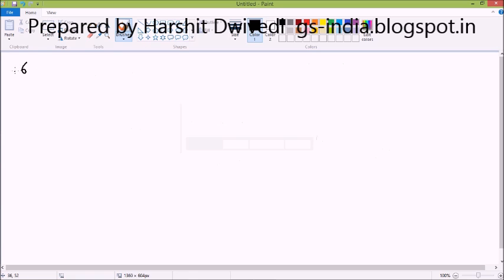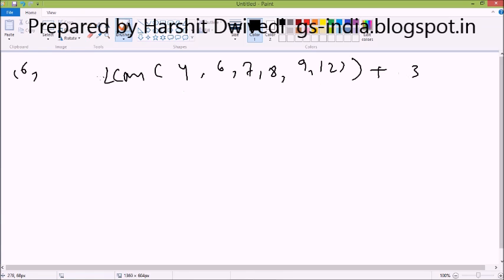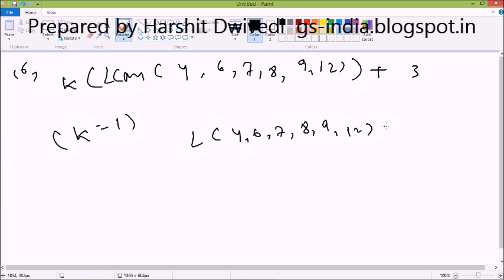Question number 6. Okay, the least number which when you divide by 4, 6, 7, 8, 9, 12 leaves a remainder of 3 in each case. This is LCM model 1. I have already explained LCM model 1 to you, and according to LCM model 1, I am writing the answer straight away here. It is LCM of 4, 6, 7, 8, 9, 12 plus 3. Outside there is a constant k, but here the least is asked, so k will be equal to 1, and so it will come out as simply LCM of 4, 6, 7, 8, 9, 12 plus 3.